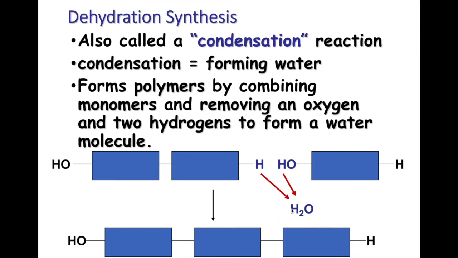Condensation means we're forming water, and we're forming our polymers by taking those monomers, taking out an oxygen and two hydrogens, and making a water molecule. So the basic structure, all of our monomers, this could be a sugar, this could be an amino acid, this could be a nucleotide, this could be a fatty acid. In every single case, on one molecule we have an H, on another molecule we have a hydrogen and an oxygen. You pop off that H and this H and the oxygen, and you get H2O.